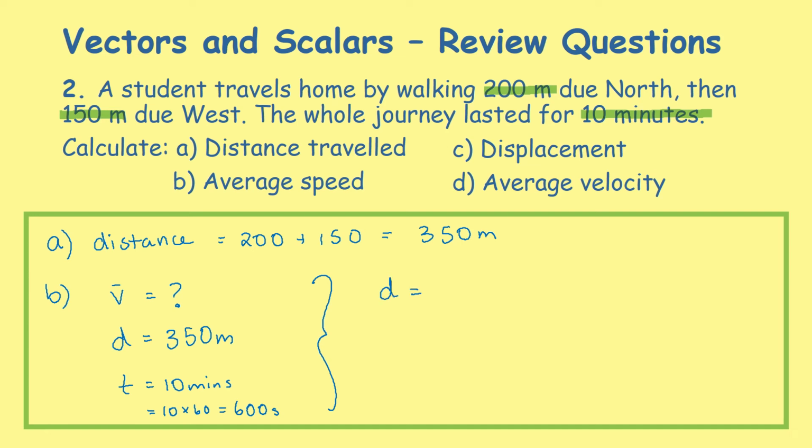Now we have our distance and time, we want to calculate our average speed. So distance equals average speed multiplied by time. 350 equals v bar times by 600. Rearranging this, we get our average speed equals 350 over 600. I'm going to pop it into a calculator just now. And what we get is 0.583.